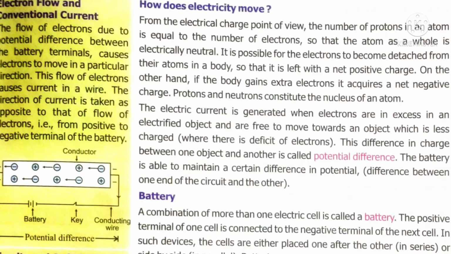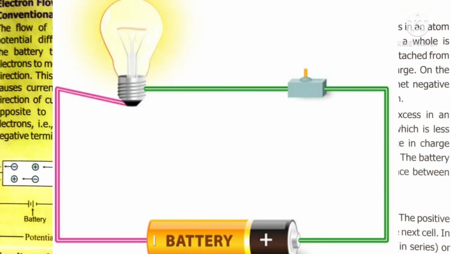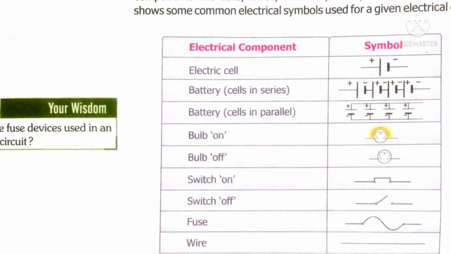In order to make an electric circuit, we need to know some symbols which are denoted for electrical components. This symbol is for an electric cell, and a number of cells joined form a battery. This is a bulb on. Here the bulb is off. Here this is a switch on. This switch is off. This is a fuse, and the next one is a wire. These are the symbols you need to learn.